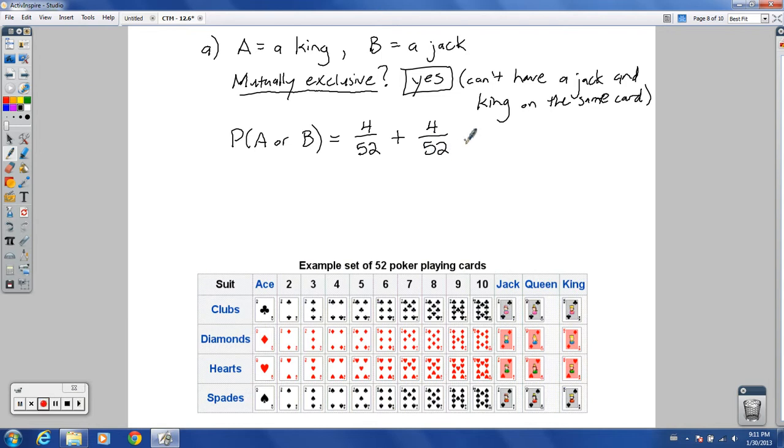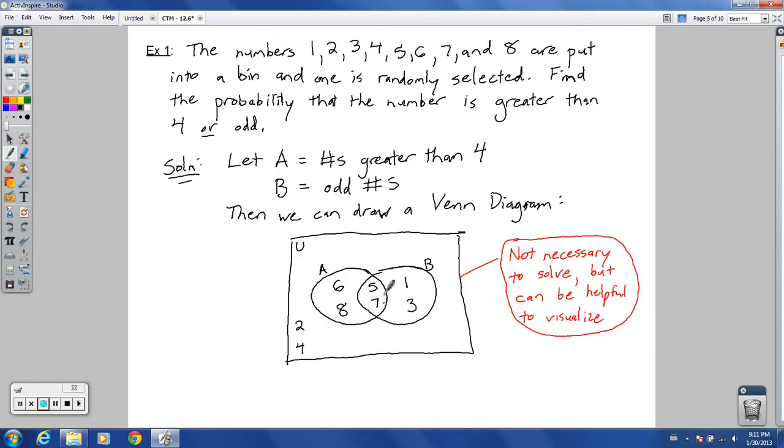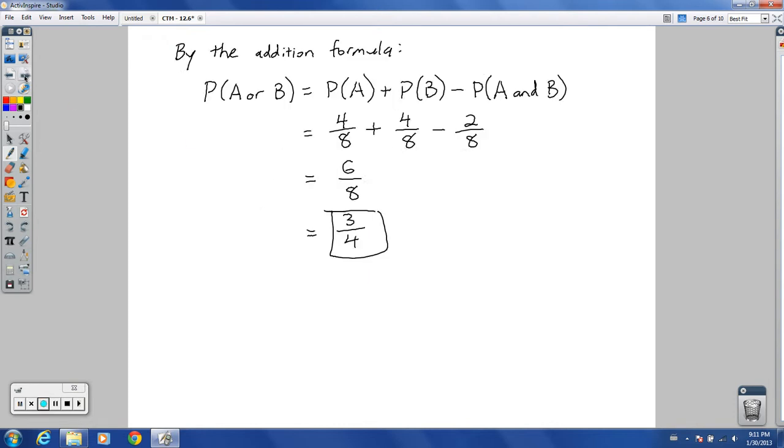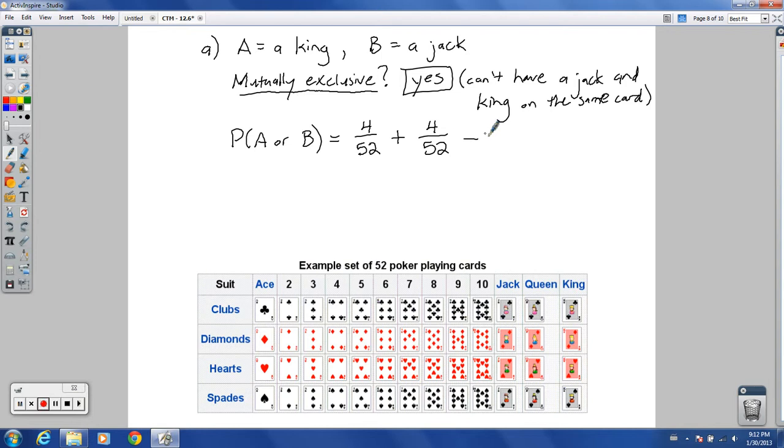Now what's the probability of A and B happening? The chance that both of those things happen at the same time. Is there any overlap? Do they have any intersection? Back here, these two sets had an intersection. It was possible that you can have a number that is both greater than 4 and an odd number in this list of numbers. That was not mutually exclusive, but this one is mutually exclusive. Therefore, we subtract nothing. There are no cards that are both a jack and a king out of the 52, so that drops out.